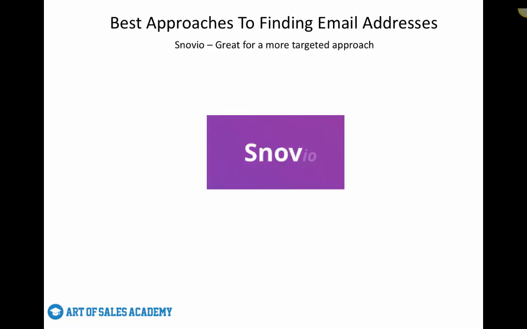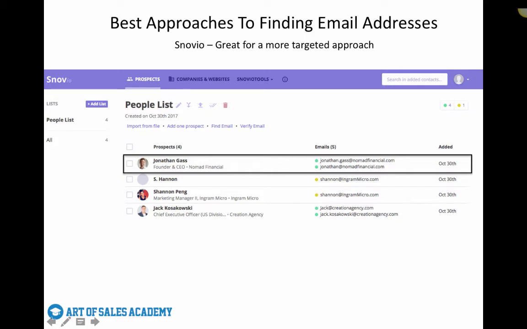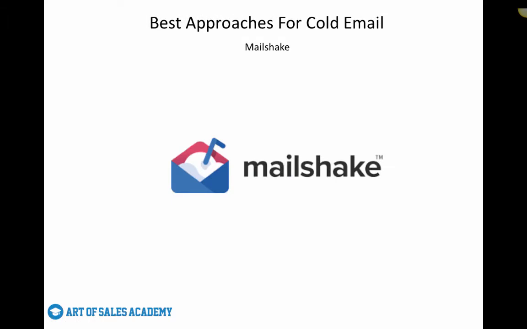If you ever want to get more precise with your lead generation, Snov.io is great because it provides you with a Chrome plugin. And then you basically could go on anyone's LinkedIn, click Find Email and Save, and then it will actually give you their email address. Very easy, very simple in that regard. And again, not very expensive. You can get 100 credits a month for free, or for $20 a month, 1,000 credits. So really, really affordable in that regard.